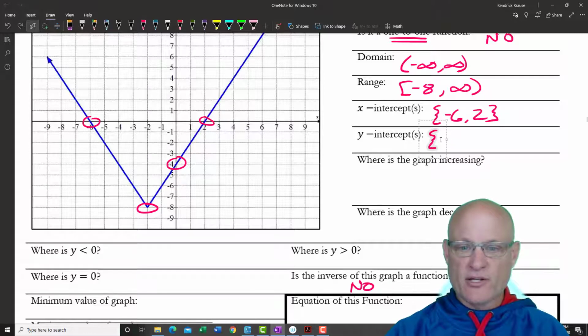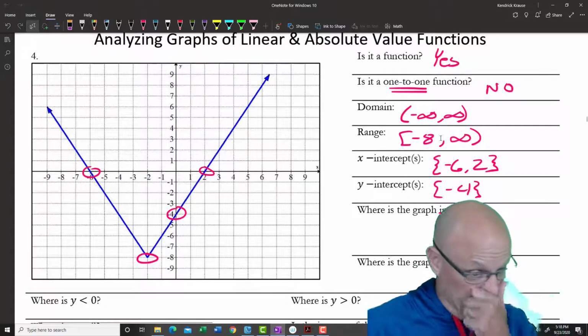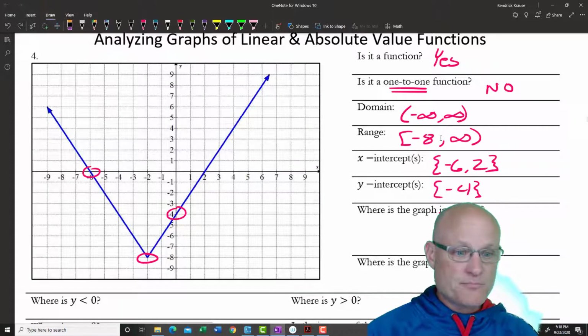The y-intercept is, in this case, -4. Now, where is it increasing? So here's what we're talking about: increasing versus decreasing. Let me erase this.